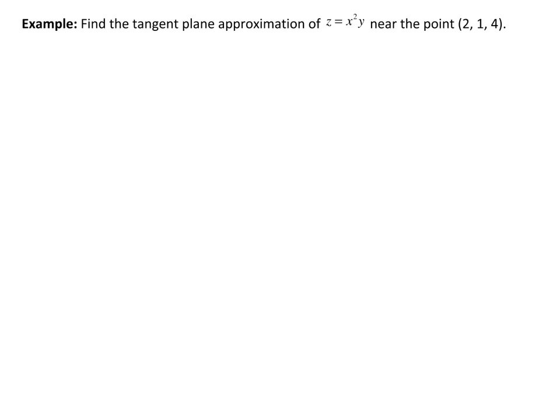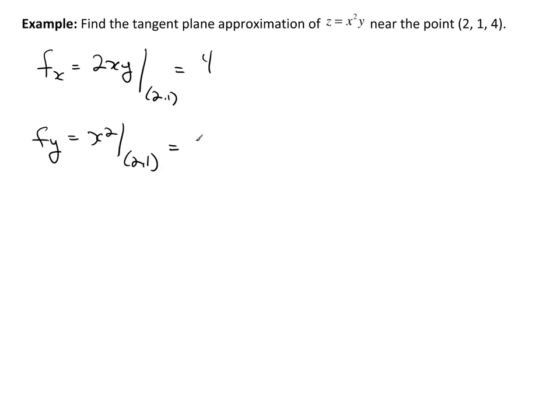Let's find the tangent plane approximation of z equals x squared y near the point (2, 1, 4). Well, the first thing I'm going to be looking for is the partials. So let's take a look at the partial with respect to x. That's going to be 2xy evaluated at (2, 1). That's going to give me 4. Now the partial with respect to y will be simply x squared evaluated at (2, 1). That's also 4.